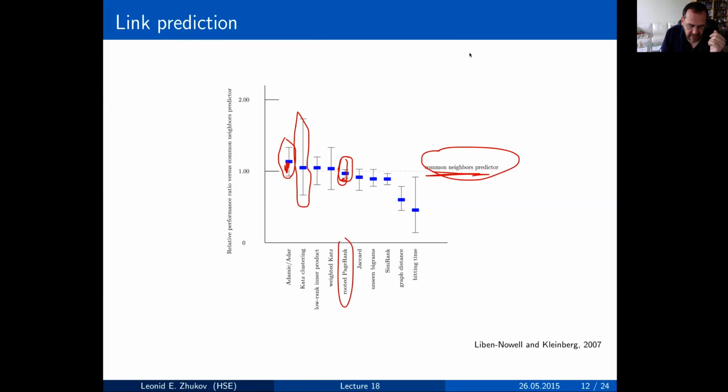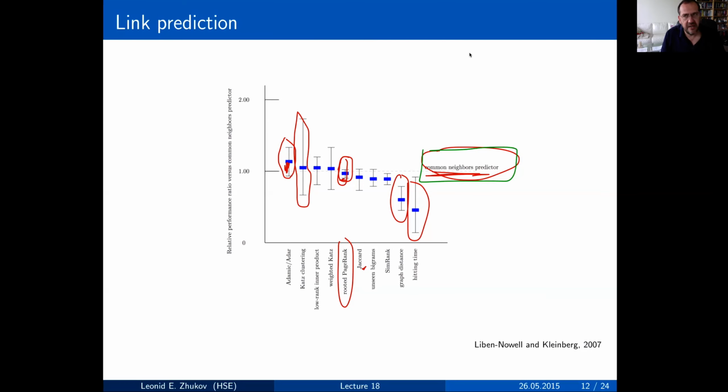For whatever reason, you realize that Jaccard is a little worse. And again, graph distance, where you calculate all the pathways, the shortest path, is not such a strong predictor. And hitting time is also not. So that gives you an idea that if you want to do edge prediction in the network, you're probably better off just calculating common neighbors for two nodes and using that as a predictor.